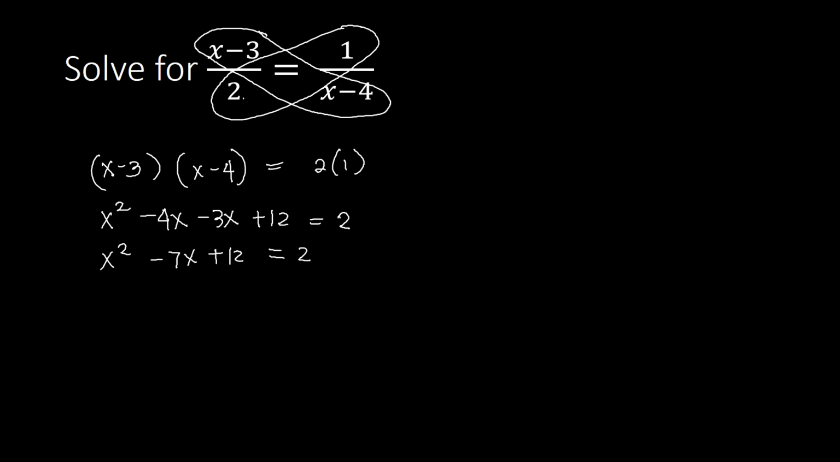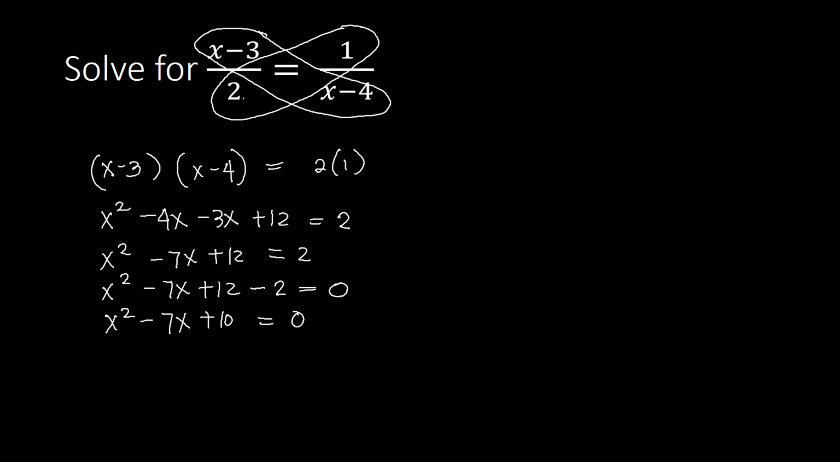Since this is quadratic, we need to move 2 to the other side. So we've got x squared minus 7x plus 12. Moving 2 to the other side from positive, it becomes negative, or we subtract 2 on both sides. So we have 12 minus 2, and that's equal to 2 minus 2, which will be 0. Simplify this first: we've got x squared minus 7x plus 10 equal to 0.